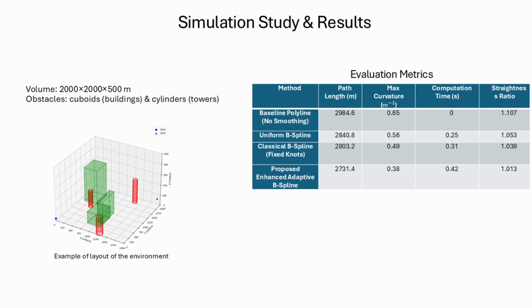So, to summarize our simulation findings, the results confirm that our adaptive approach isn't just a theoretical exercise. By intelligently placing nodes where the path is complex and adjusting the control points to respect curvature limits, we generate trajectories that are quantitatively superior.